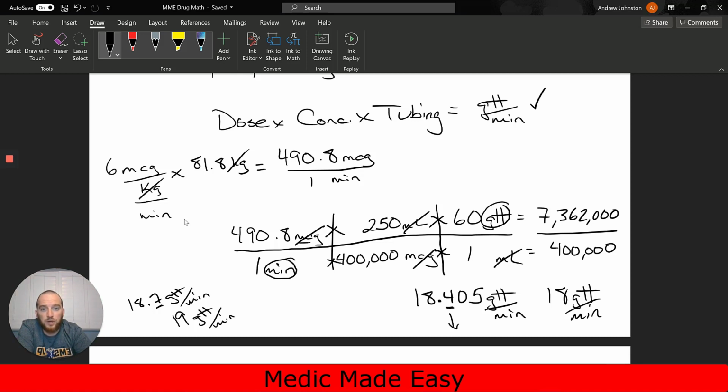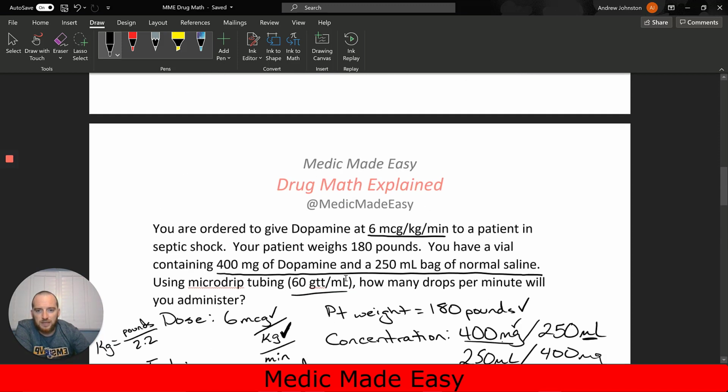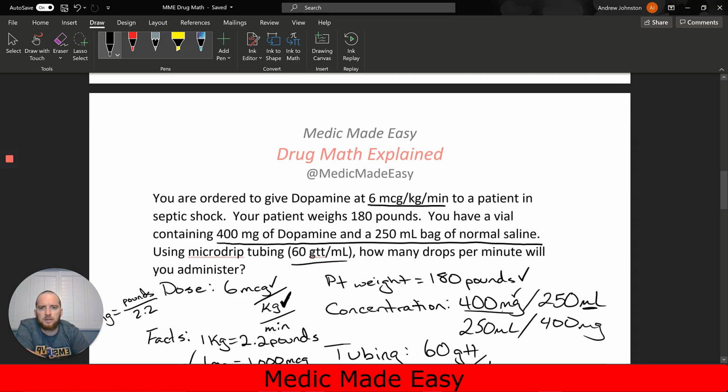And then what I would encourage you to do is go to these types of problems that I laid out up here and just start changing the numbers up. Make up your own problems and say, okay, I'm ordered to give dopamine at 20 micrograms per kilogram per minute. My patient weighs 75 pounds, and I've got 800 milligrams of dopamine, and I have a 250 milliliter bag, and I'm using macro drip 10 drop tubing. Just change up those variables and practice setting it up and working through it properly that way.